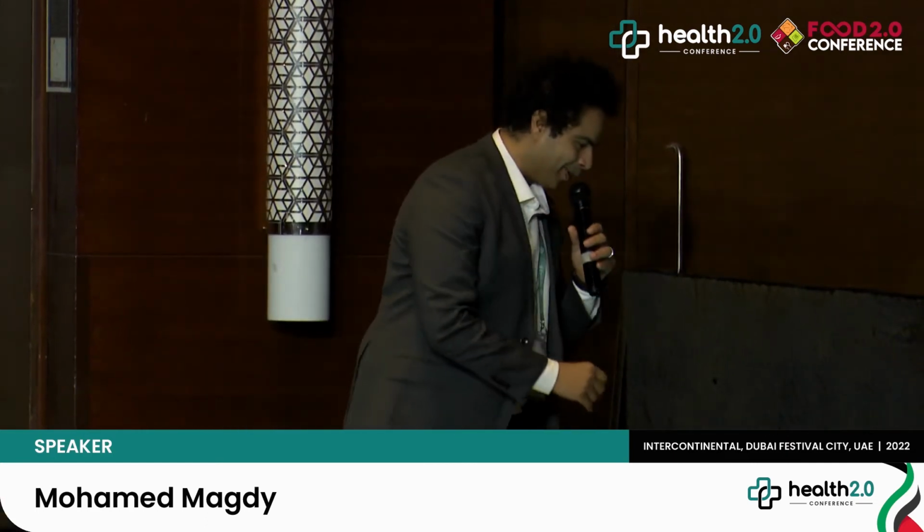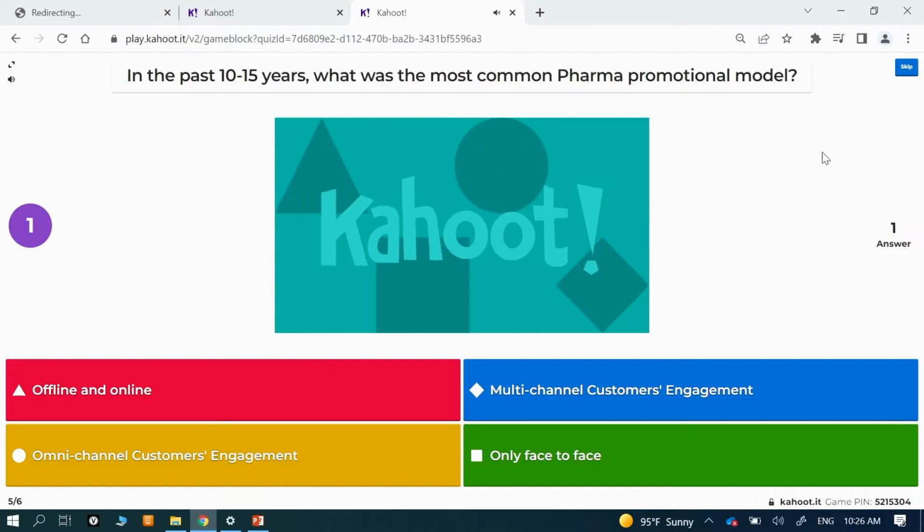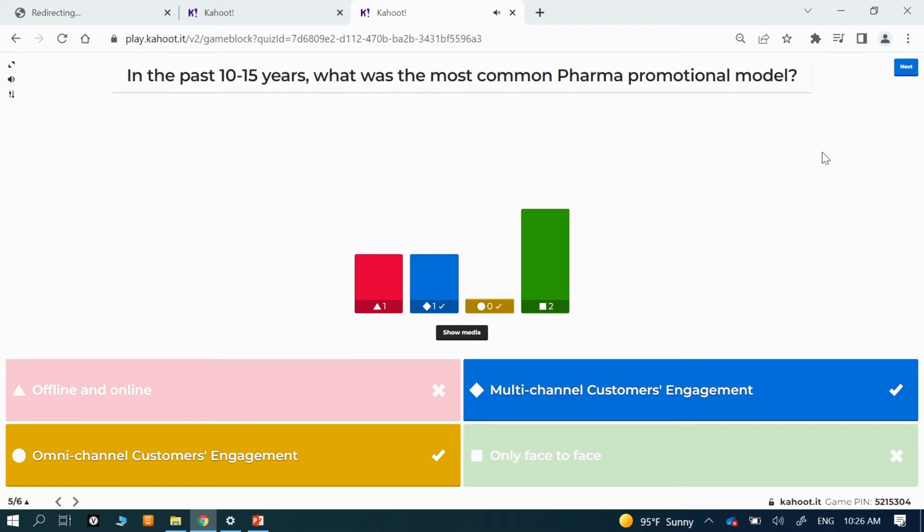The fifth question, and that's having double points, so you have the opportunity to come back. So in the past 10, 15 years, the most common pharma promotional model, is it offline and online? Multi-channel customer engagements, did you hear about that, multi-channel marketing? Omni-channel marketing, or only face-to-face in the past 10, 15 years? What do you think? The most common pharma promotional tools. So we can see that the correct one is omni-channel and multi-channel. We'll talk more about that, but many of you have shared face-to-face, and that's a tricky question, that the pharma has a lot of evolution in the past time.